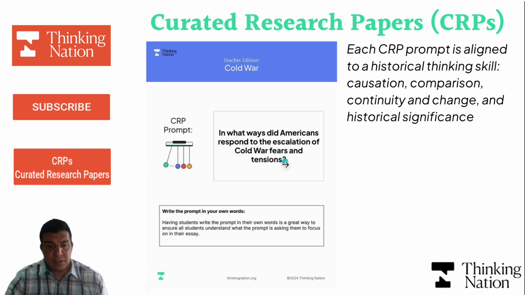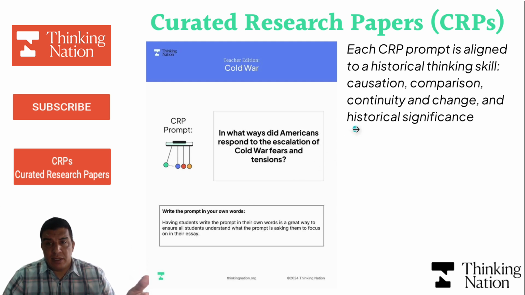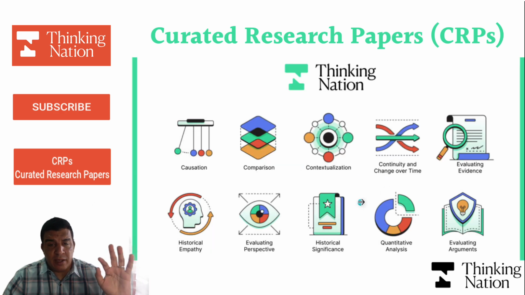You have the prompt, and then you have the students write in their own words what the prompt means. So each CRP is aligned to a historical thinking skill, and you see this little visual here. At Thinking Nation, we have 10 historical thinking skills that are targeted. All the CRPs are targeted towards most of these, not all of them yet, but most of these. But the formatives are targeted towards all of these.